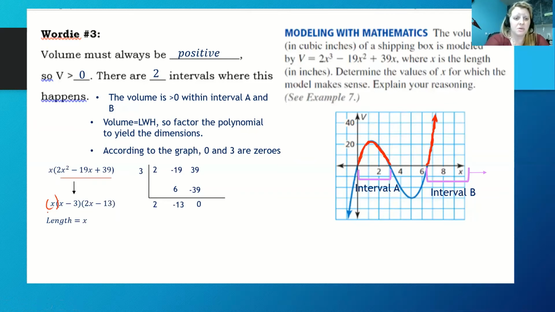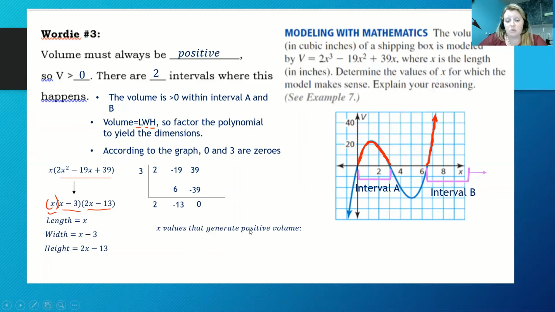So you can see there's 3 dimensions and there's 3 letters, right? So 3 dimensions, 3 factors, 3 letters, they all correlate. So they told you the length is x. They said that in the directions. X minus 3, we'll just call that the width, and we'll call 2x minus 13 the height. If you switch these around, it's not going to change the answer. You wouldn't lose any points. There's no way to tell which one's the width and which one's the height. It doesn't matter. They all get multiplied together to get the volume. So you can call them what you want. But you just need to see, okay, these are my 3 dimensions.